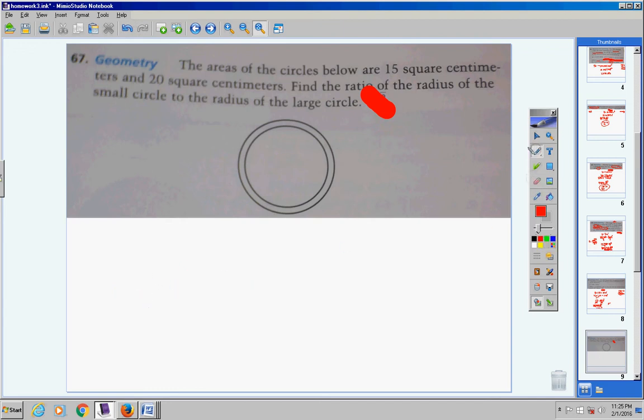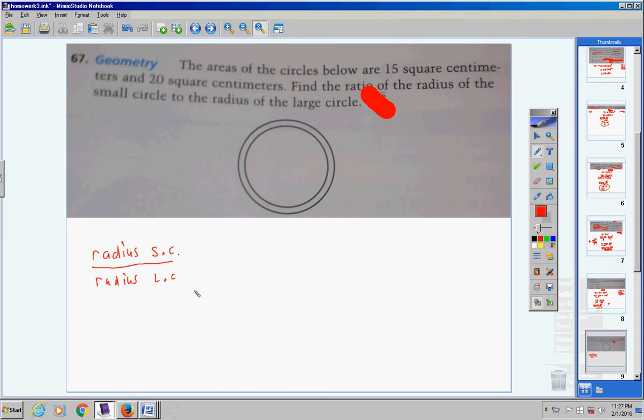So if it says the ratio of the radius of the smaller circle to the radius of the larger circle, that means you want the radius of the smaller circle, SC, over the radius of the larger circle. So my final goal is to get the radius of my smaller circle on top of the radius of my larger circle. That would be my ratio right there. Does that make sense? Just like boys to girls.